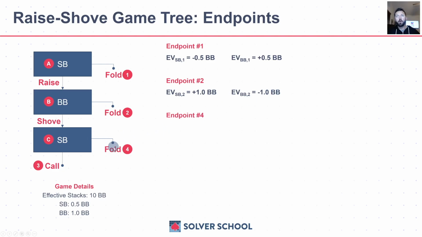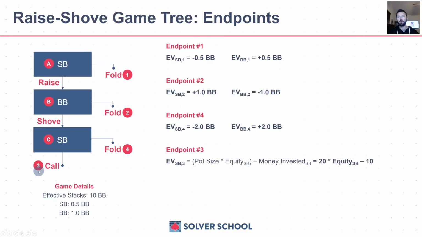And then finally, at endpoint 4, in this case, the small blind raises to 2 and then the big blind shoves, and then the small blind folds. So in this case, the small blind lost 2 big blinds and the big blind is going to win 2 big blinds. And then finally, endpoint number 3, just like in our first example, once we get to showdown, our EV is just going to be equal to our pot size times the equity of that player's range minus the amount of money invested. And it's going to end up being the same exact value as the value from the first equation.